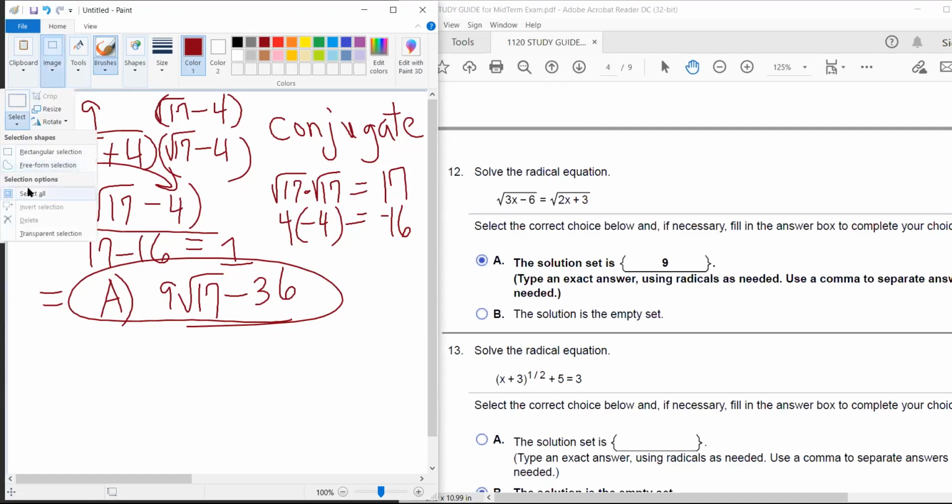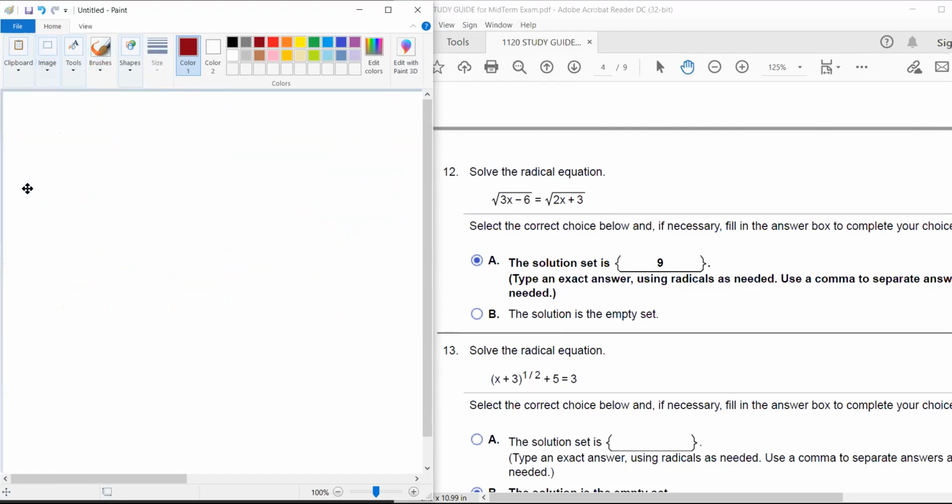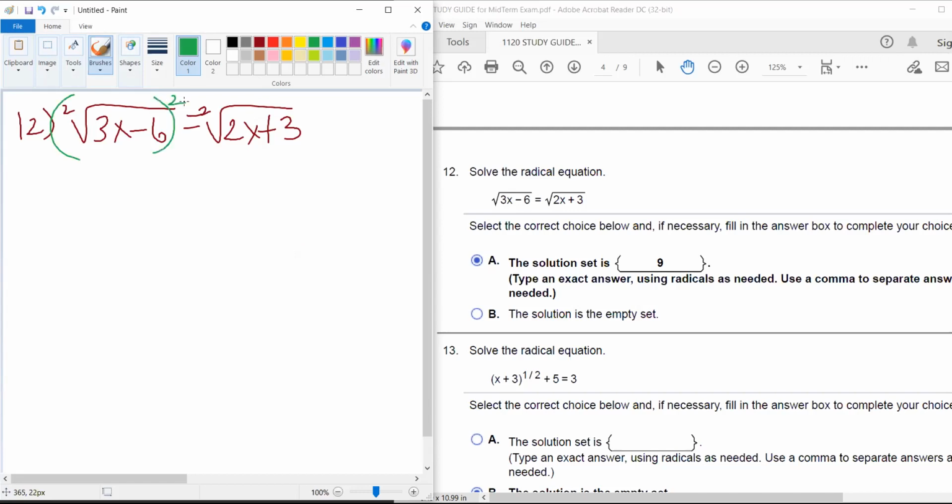Question 12. Solve the given radical equation. We have square root of 3x minus 6 equal to the square root of 2x plus 3. Now, the first step is to get rid of the radicals. You think opposite here. The opposite of taking the square root of something is actually squaring it. So we're going to square both sides of our equation.